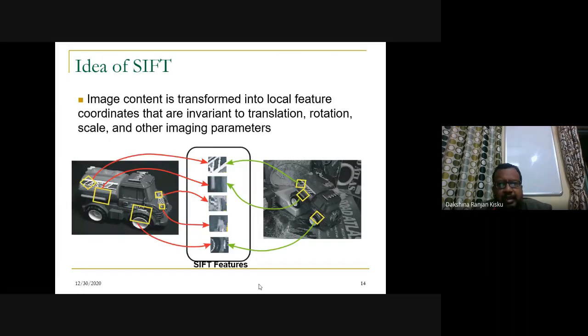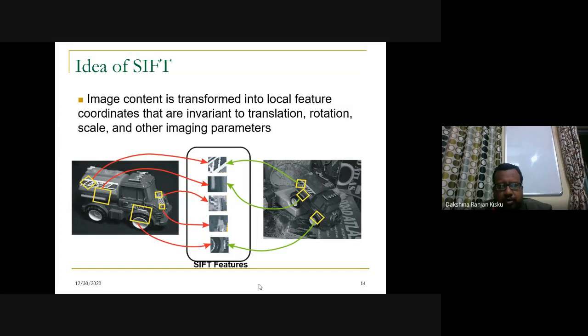Now what is the idea of scale invariant feature transform? Let us consider there is an object on the left hand side and another image on the right hand side. Now we will try to find matching pairs between these two images. Here you can see that in the first image the object is visible, most of the parts of the object from the front view. Now the same object appears in the second image on the right hand side, but in rotated form. That means the object appears in the image in rotated form.